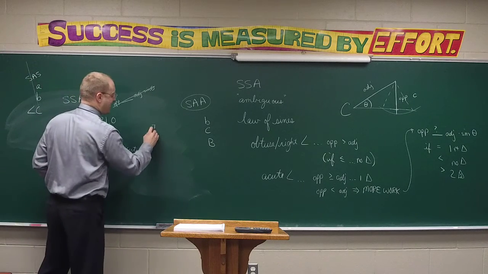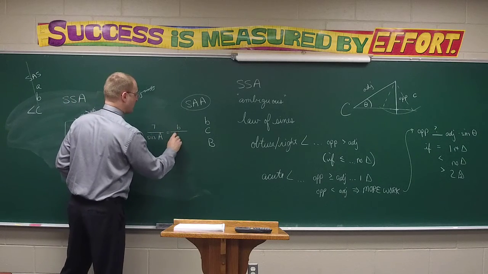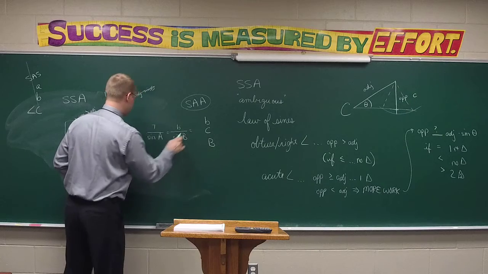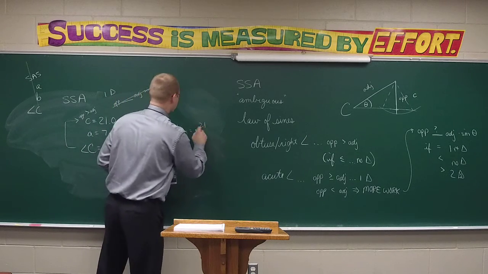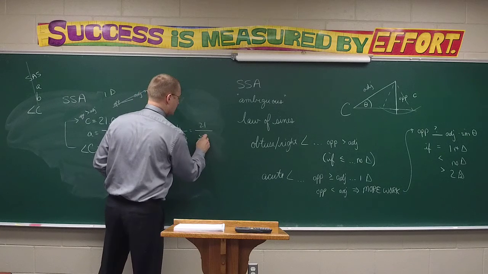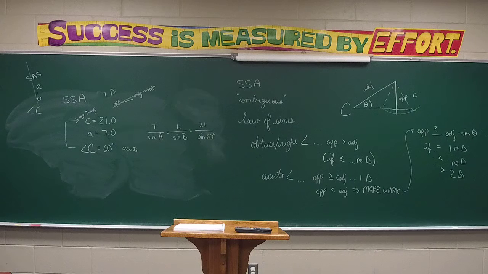So we're going to say that A over the sine of angle A, whatever that is, equals B, whatever that is, over the sine of angle B, whatever that is, equals side C, which is our 21, over the sine of angle C, which is 60 degrees. And this is what we should have done. So Ethan, you're going to go and do it along with me. The rest of them should have already done this question.